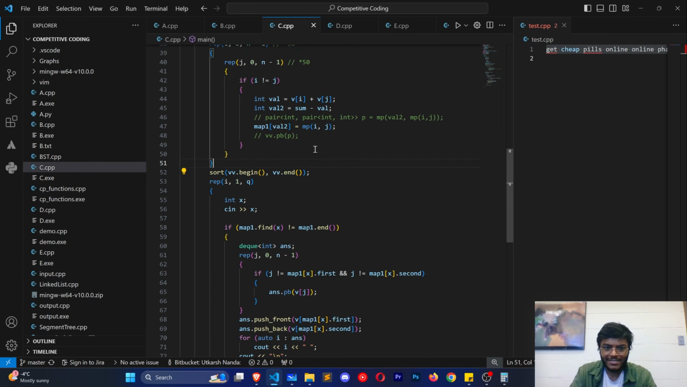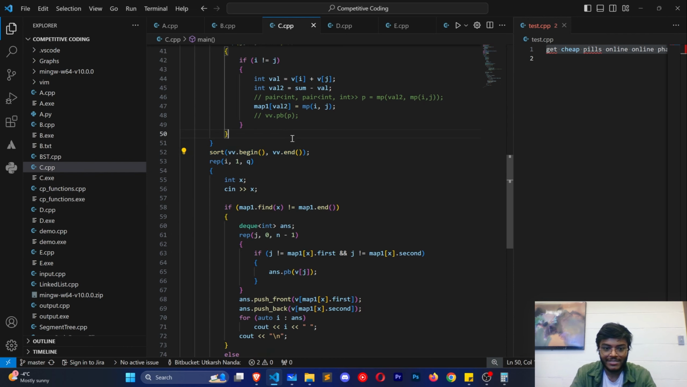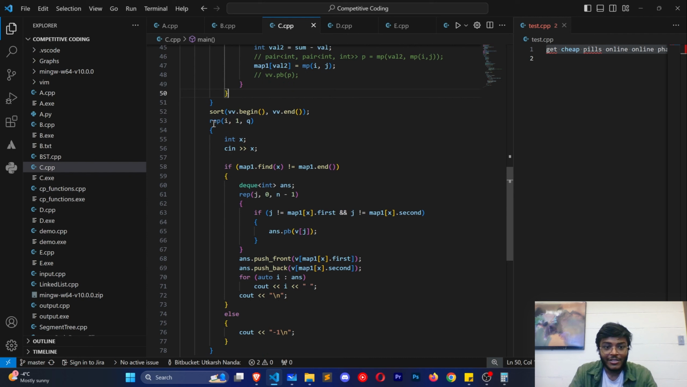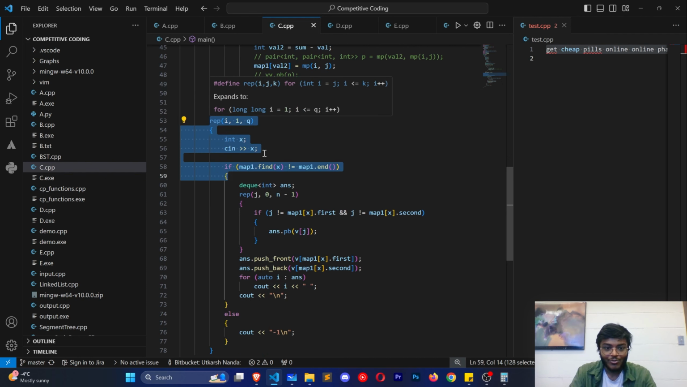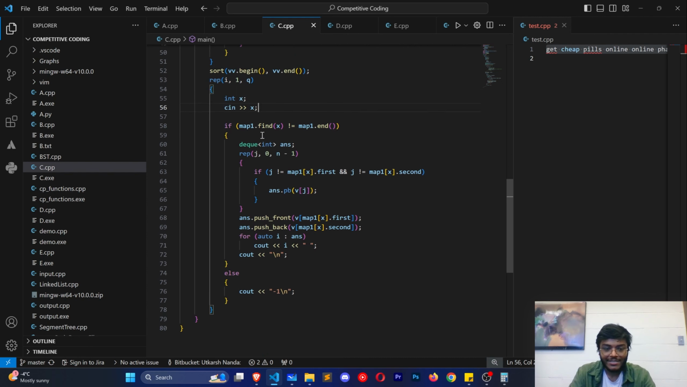Then we sort this. No, sorry, this is not required. I won't be using this. This is just random stuff. So let's now go to every query. So we take the input x, and then we see, can we find x in our map? If we can't find x in our map, we just output -1, because there are no two elements which, if we subtract them from the total sum multiplied by 2, we will ever get our value x. So the output is -1.